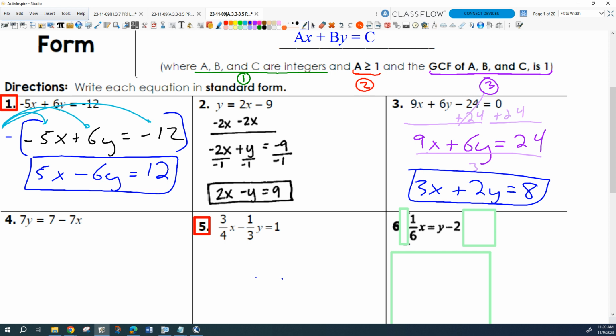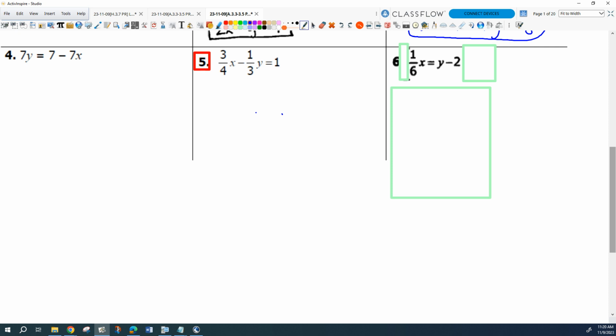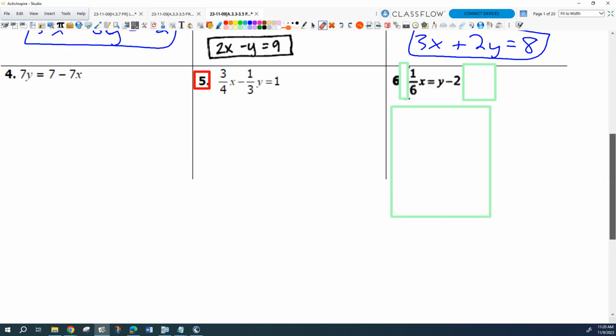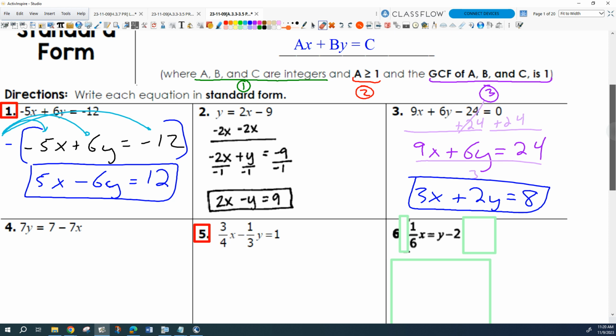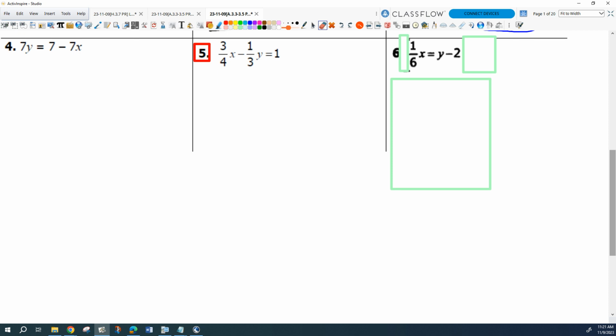Okay? All right. How about number 5? What's going on there? What's the problem with that one? Well, okay. I mean, indirectly, but which rule am I violating there? Integers. Yeah, A, B, and C have to be integers. What are integers again? Okay, positive or negative whole numbers, right? So I've got to get rid of those fractions. Well, we're getting to be pros at that. We've been doing that for a while now.